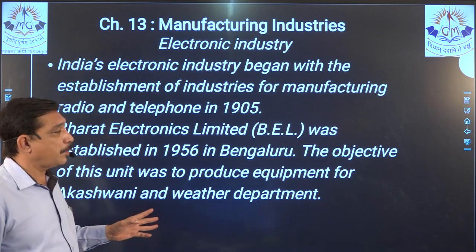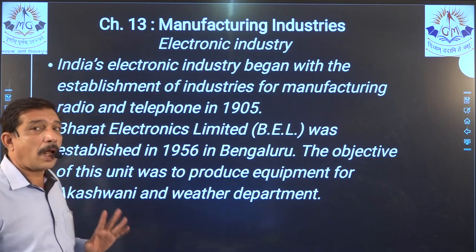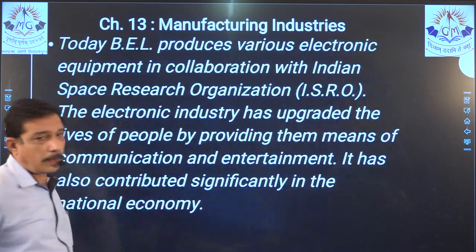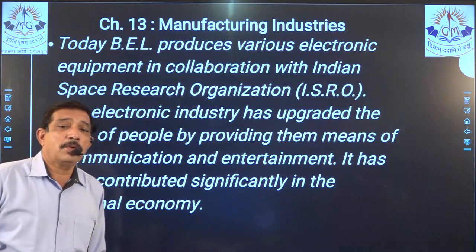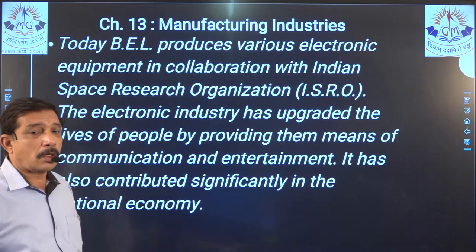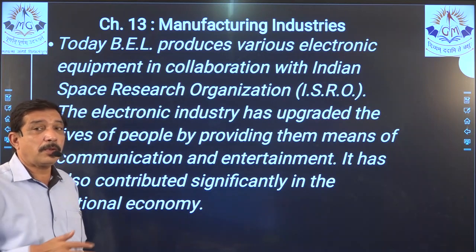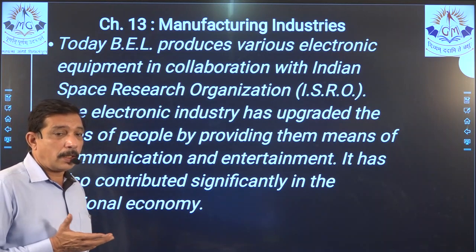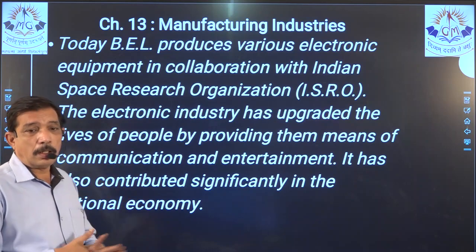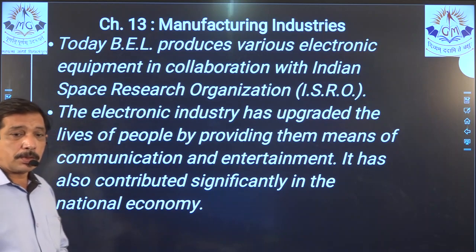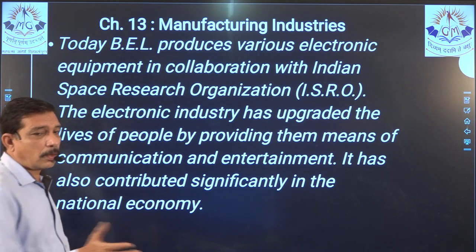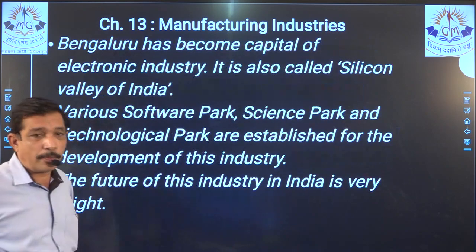The objective of this unit is to produce equipment for Akashvani, that is radio, and the weather department, that is the meteorology department. Today, BEL produces various electronic equipment in collaboration with the Indian Space Research Organisation, that is ISRO. That means it is helpful in producing satellites, right? So this is quite important. Electronics has upgraded the lives of the people by providing them the means of communication and entertainment. It has also contributed to national income.